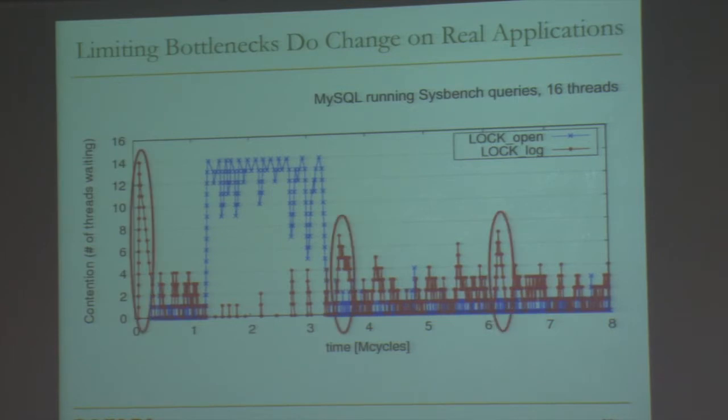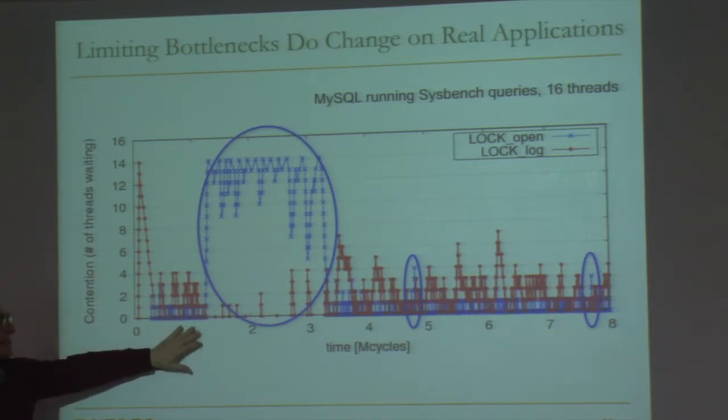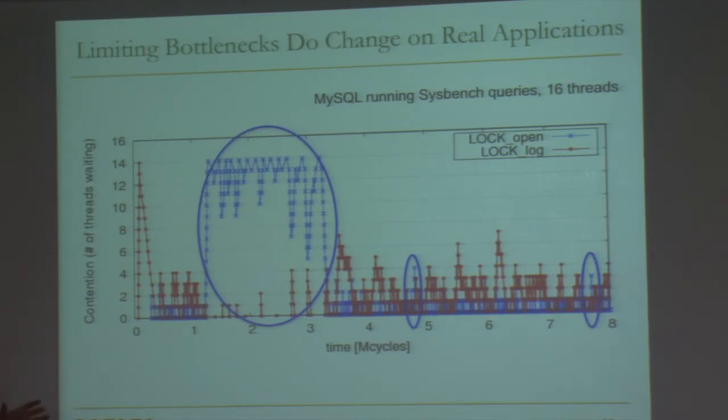And if you look at this, there are some cases where the log lock is the bottleneck. There are lots of threads waiting for it. And there are some cases where lock open is the bottleneck. And this changes at a very, very fine grain. It's like on the order of millions of cycles. So because this is very fine grain, having software adapt to this is very difficult.